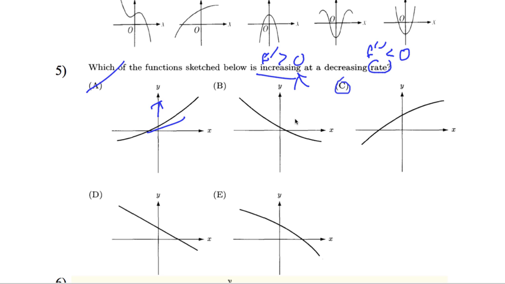B is decreasing at an increasing rate. It's positive. So it's decreasing. I think I'm saying that backwards. This might be from my sickness. I'm going to go ahead and blame that.